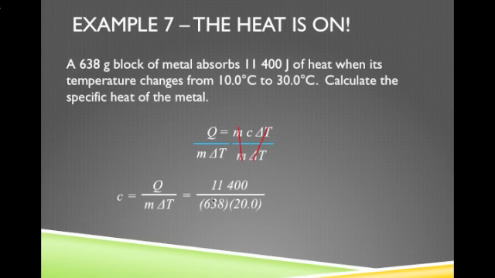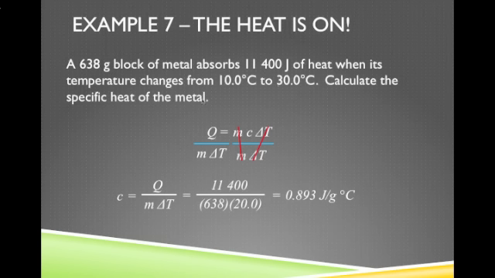Please make sure that you understand, guys, both of these numbers are on the bottom. So both of them need to be divided. So you're going to take 11,400 divided by 638 divided by 20, and that gives you an answer of 0.893 joules per gram degree Celsius. You don't have to worry too much about the units, but we want to keep correct significant digits, and so all of these had 3, so that's what we want to do.